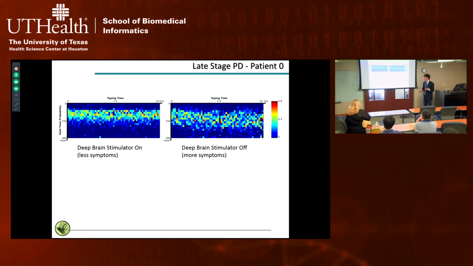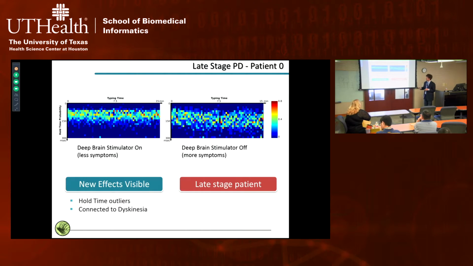And we were seeing somehow a similar effect visually. So you see that the variance increases and then it goes down. But we were also seeing a new effect. These new effects were there regardless of the deep brain stimulator, which were these outliers in there, which we thought could be connected to dyskinesia.